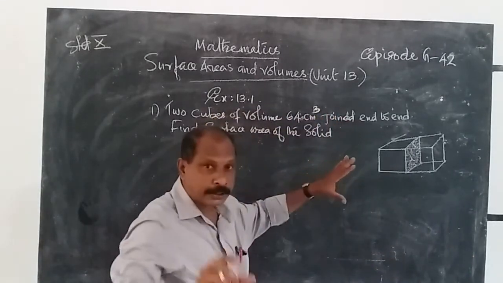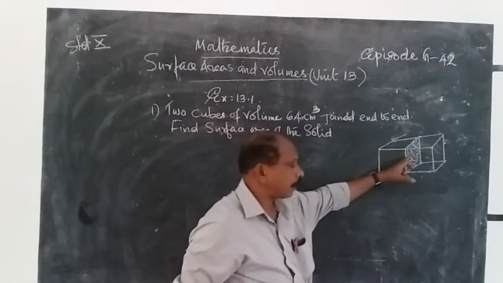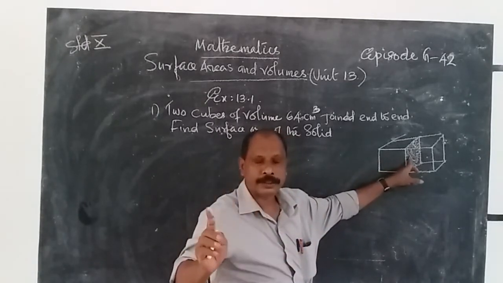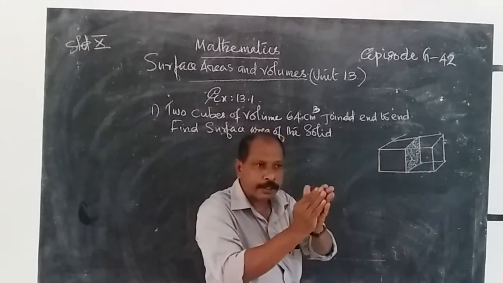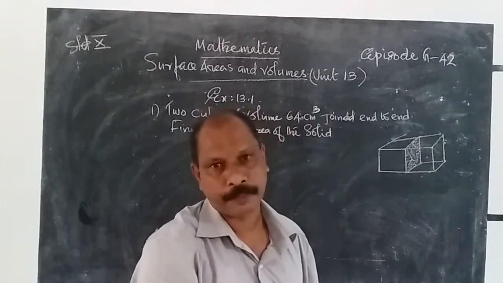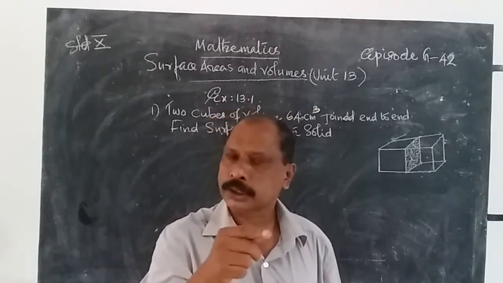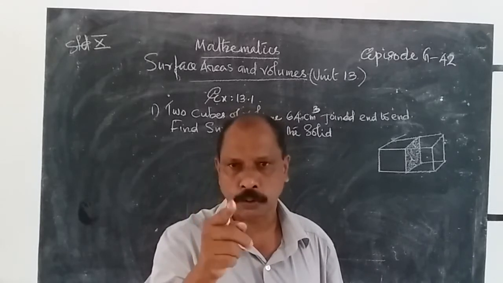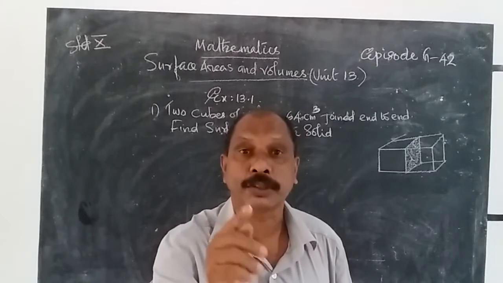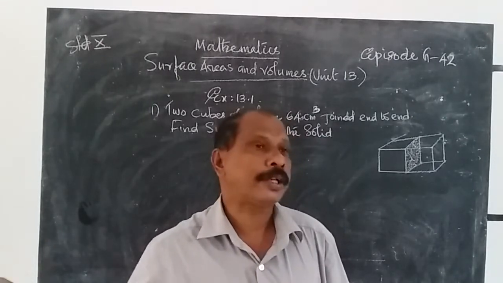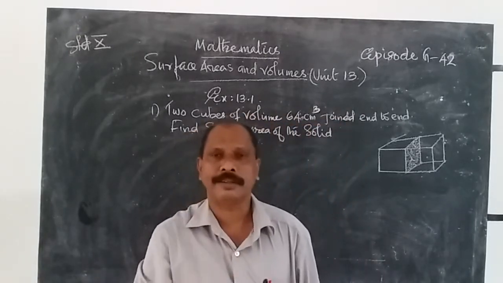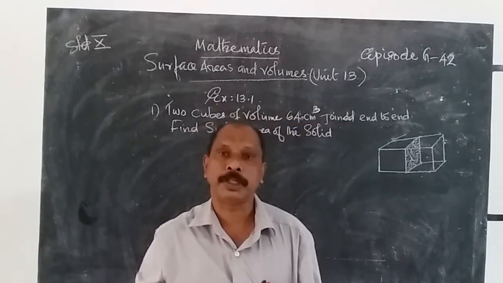But we know that it is a joint entity. Therefore, the shaded portion on the surface of the first cube and on the surface of the second cube are joined together. These two surfaces vanish from the solid. 6a square is the whole surface area of a cube. One surface is removed, so we get 5a square for that one. For the second one it is also 5a square. Therefore, the total is 10a square. That is the surface area of the combined solid.